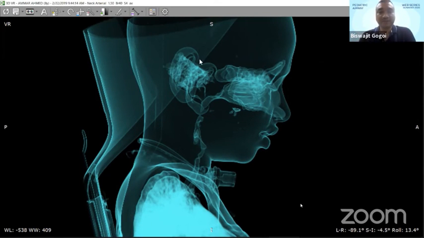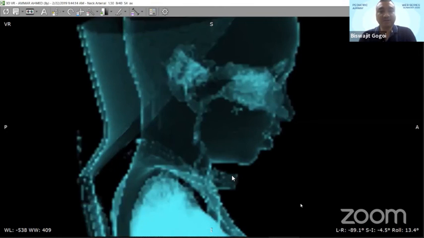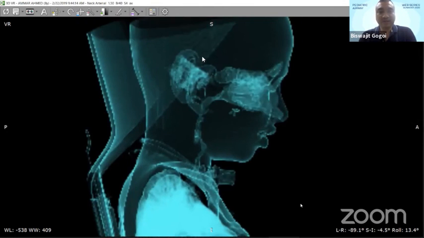How beautifully this 3D shows all the air. The sinuses are filled with air, the mastoid is filled with air. This is the air column coming down, and this is the stenotic segment. So this is how we can take all these images and reconstruct wherever and whatever we require. That's all from the CT perspective.